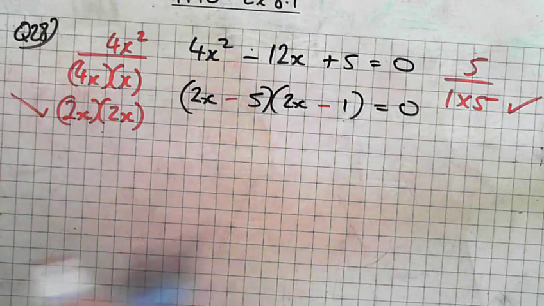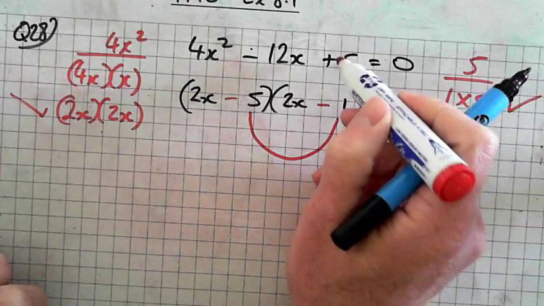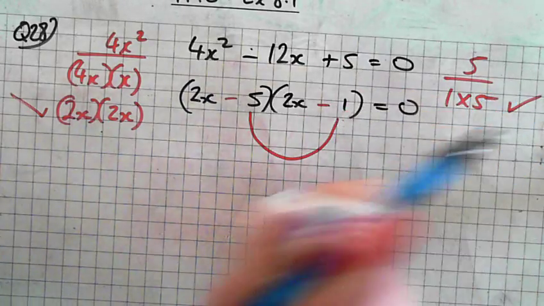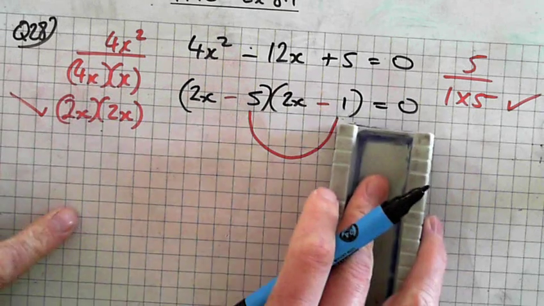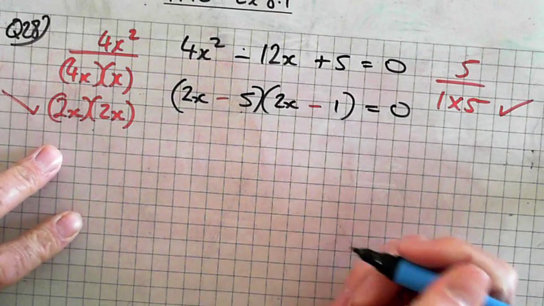Second test. See if it's correct. Minus 5 times minus 1. Is that a plus 5? Yeah, so 2 tests. It has passed the 2 tests, so it is correct so far. Now we can finish it off.